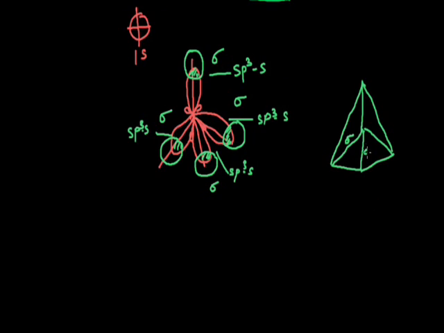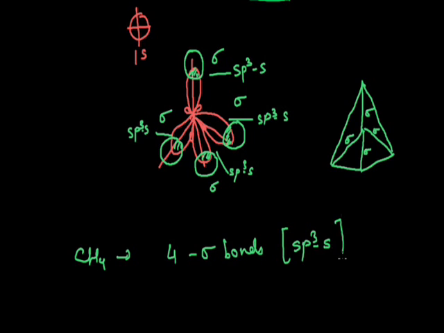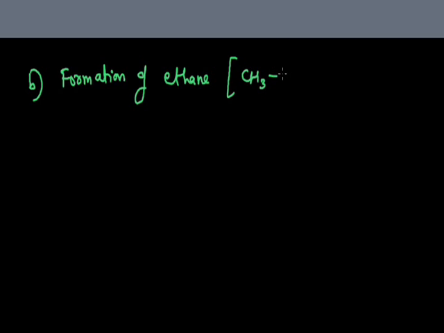These are the sigma bonds which have been formed. So in the case of CH4 molecule, there are 4 sigma bonds formed, and the bonds are sp3-s hybridized. Similarly, we can take one more example, the formation of ethane molecule, that is CH3-CH3 or C2H6 molecule.